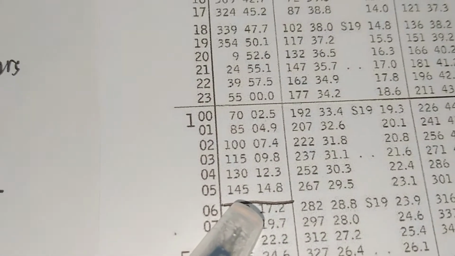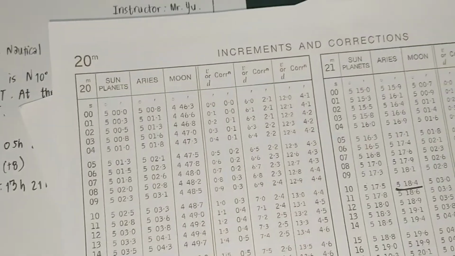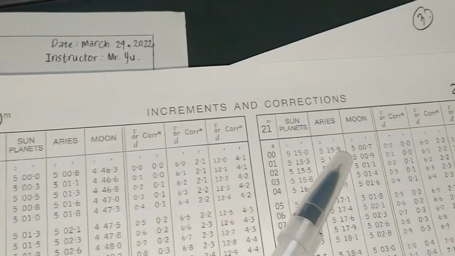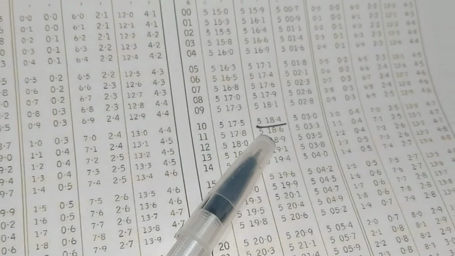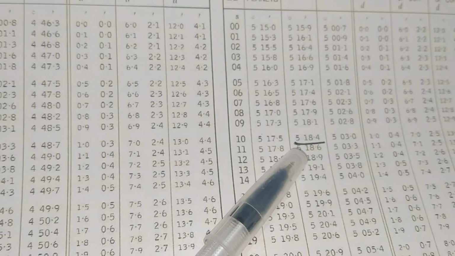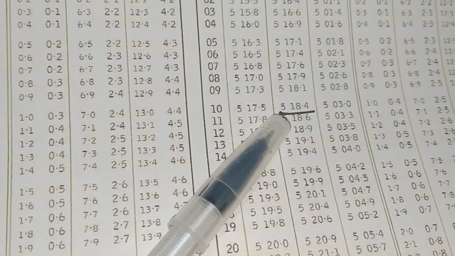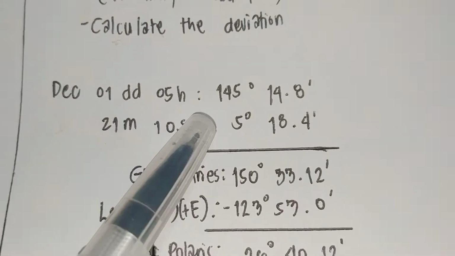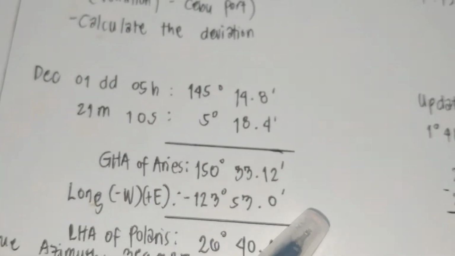145 and 14.8 minutes, and for 21 minutes and 10 seconds we do have our increments and corrections. So it's 21 minutes, so we have to find 10 seconds. So 10 seconds we do have here, and I already underlined it for Aries, since we're looking for the GHA of Aries. So it's 5 degrees and 18.4. So we just have to calculate it, and we will get 150 degrees and 33.12 minutes.